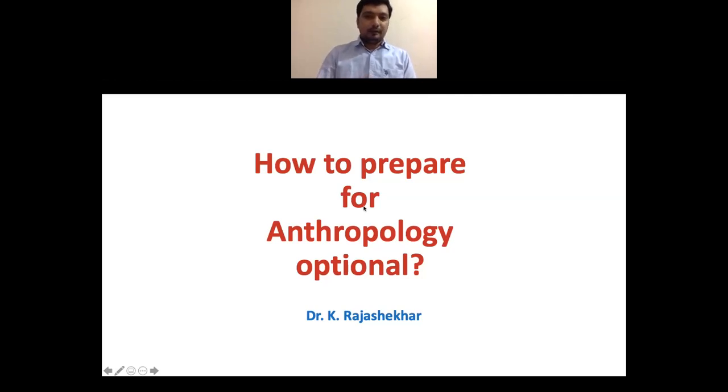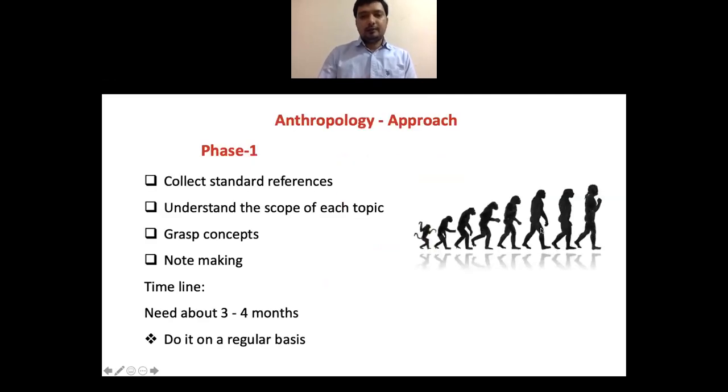So here I would like to divide this whole process into three phases. Phase one, where you collect the standard references after understanding the syllabus. Write down the syllabus, and for each topic identify the subtopics by properly figuring out the scope of each topic, so you will have an idea about what areas to cover. Each subheading has to be figured out under each topic.